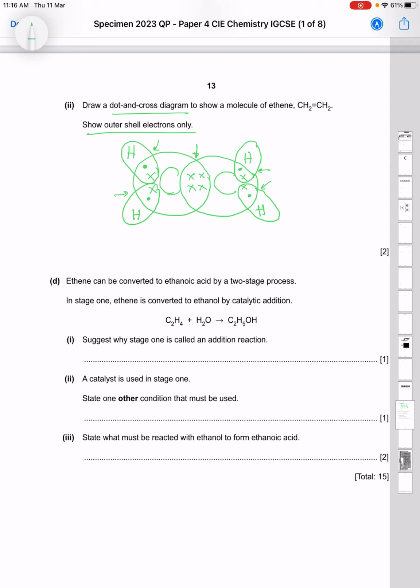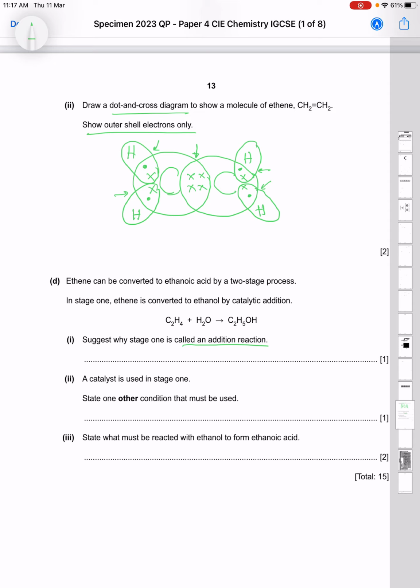Now ethene can be converted to ethanoic acid by a two-stage process. In stage 1, ethene is converted to ethanol by catalytic addition. Suggest why stage 1 is called an addition reaction. Basically, what is very specific about an addition reaction is that you are breaking the double bond, and then one product only is formed. So that's why it is called an addition reaction.